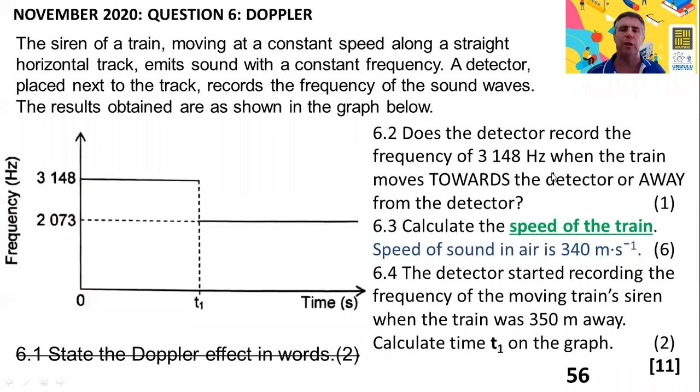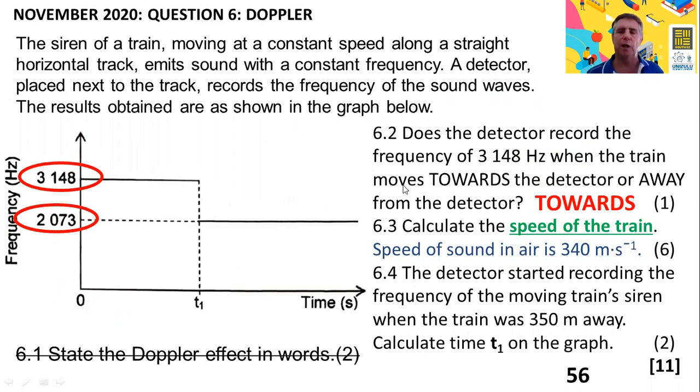6.2 says, does the detector record the frequency when the train moves towards it or away from it? Well, we notice the frequency is dropping. So dropped from 3148 to 2073. So it must be towards, because it's observing that higher frequency.